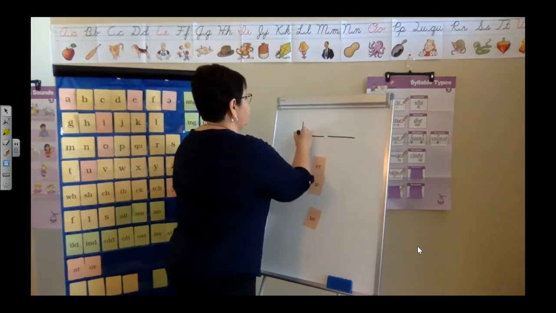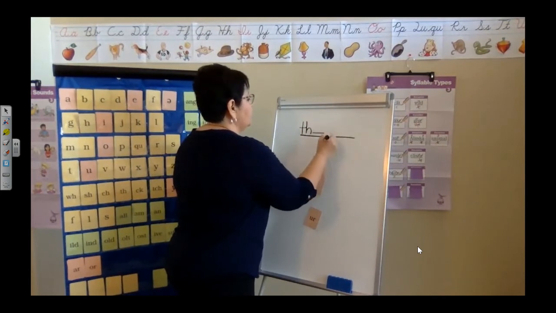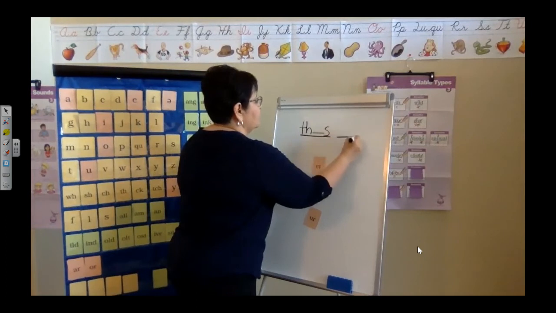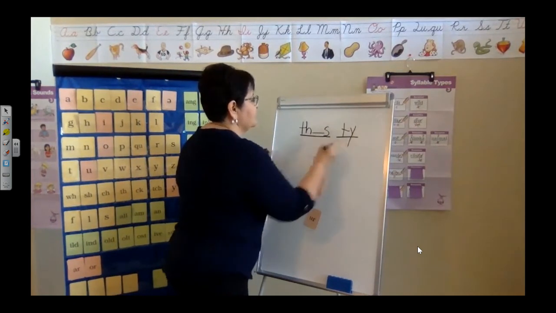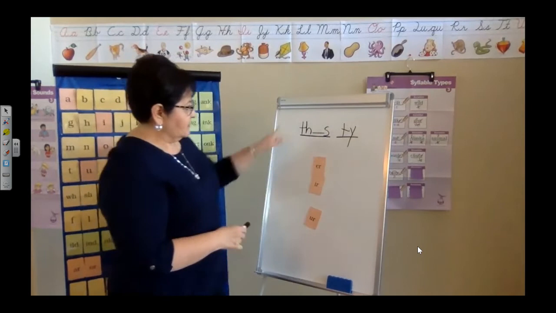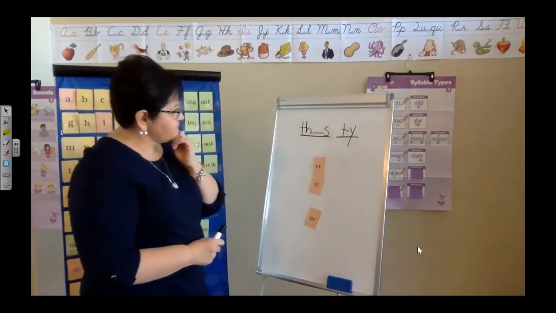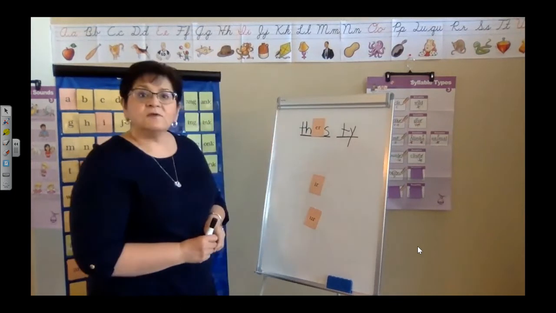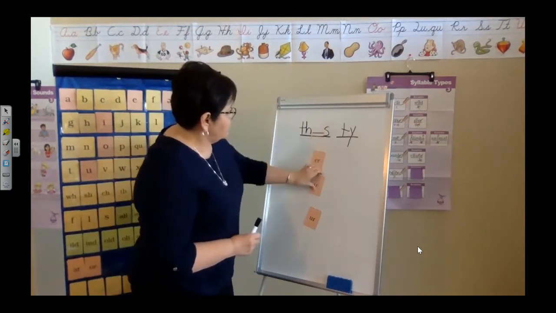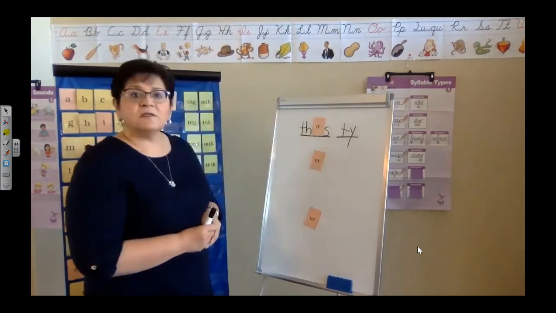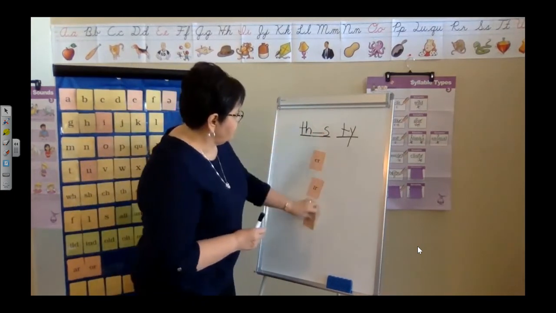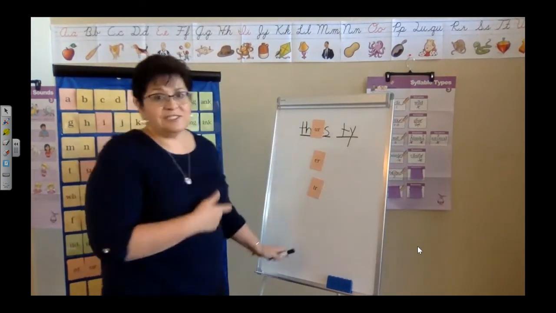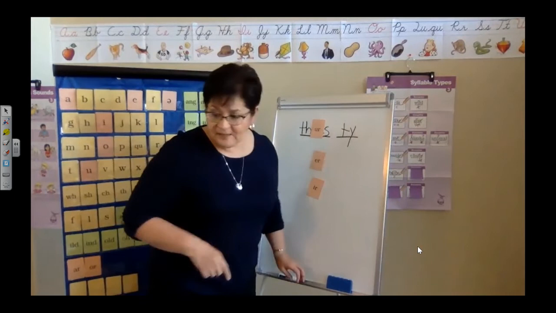Thirsty. So it could be that one. Thirsty. Could be this one. Thirsty. Could be this one. Thirsty. I'm going to choose that one. You choose the one that you think it might be.